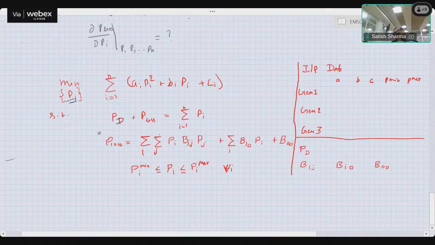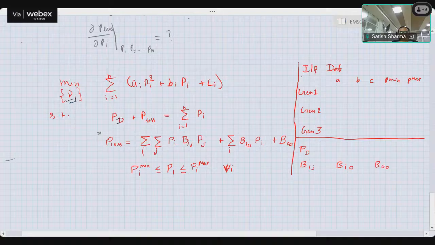Usually, if you see some textbooks, only square terms are given, and that too like P1 square, P2 square, P3 square, and so on. Not even the P1, P2 cross terms are given, which means that the respective terms are zero in that function. So this is the loss function given, and then we have minimum and maximum limits. So this is our full economic load dispatch problem.